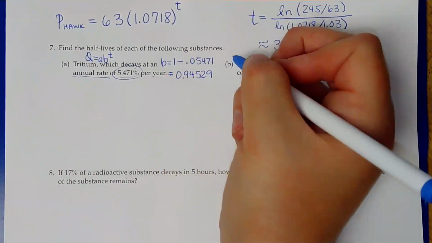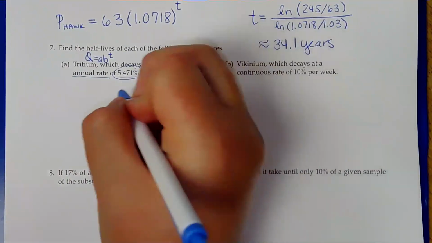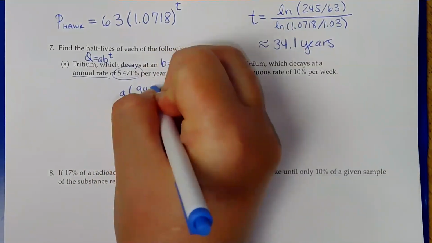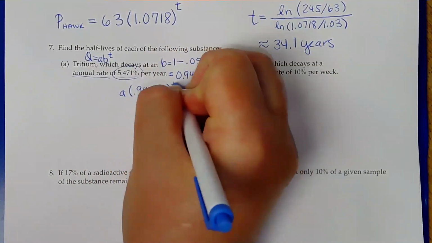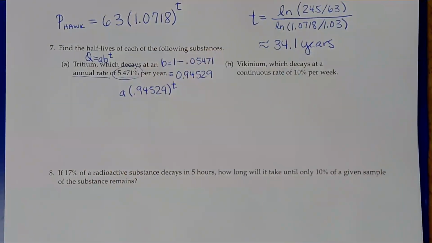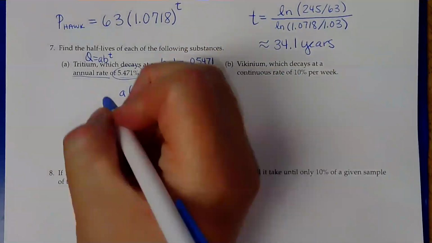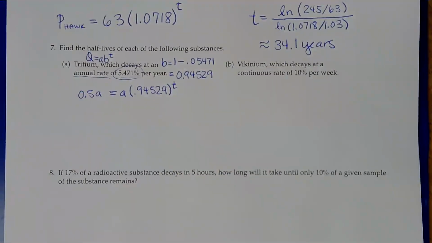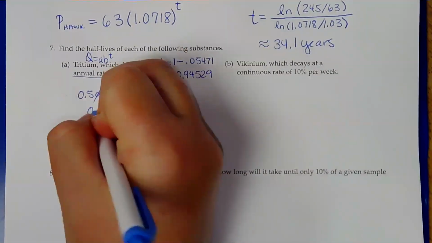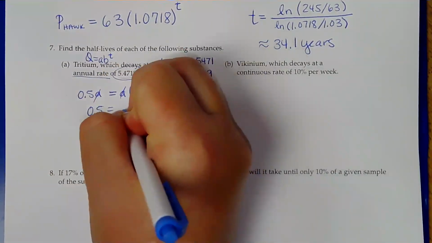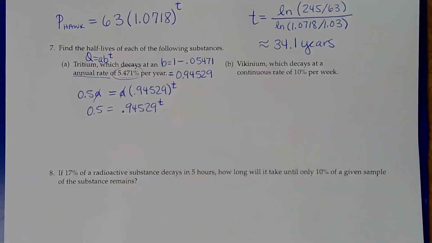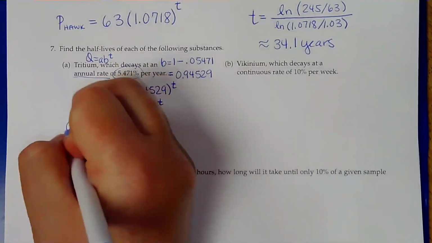Okay. So I've got my B, and that means that I know that this is A times 0.94529 to the T. I want to find the half-life. So the half-life, remember, is the time it takes for half of the substance to disappear. So that would be 0.5 of A. Those two A's will cancel, one on each side. So that leaves me with 0.5 is equal to 0.94529 to the T. And from here, I'll apply the natural log to both sides.